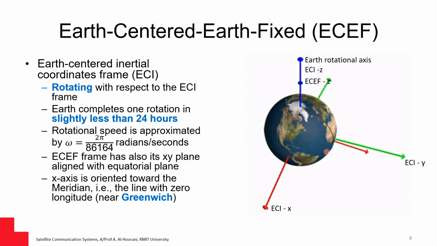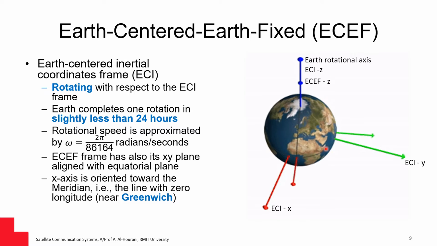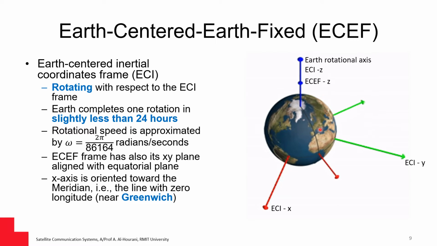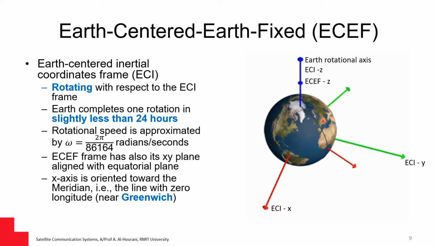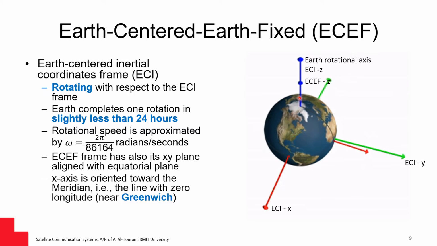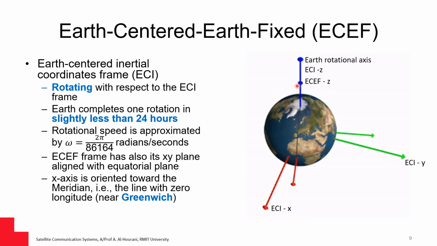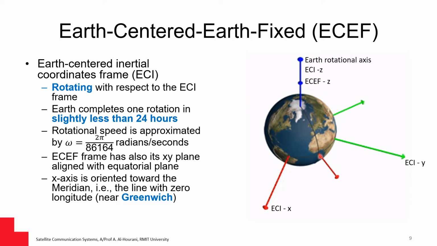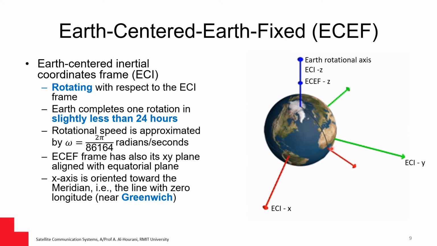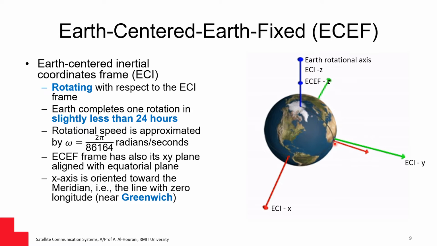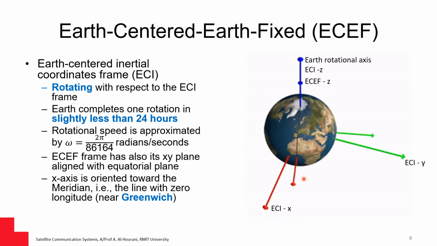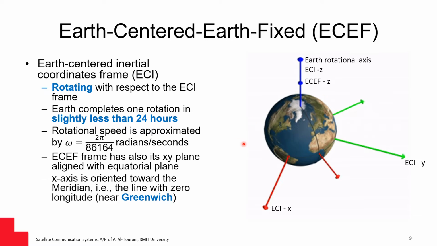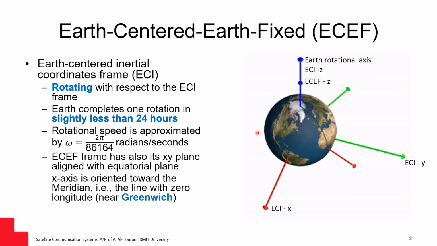On the other hand, the Earth-centered, Earth-fixed coordinate system is fixed on the Earth, so it is rotating along with the Earth's rotation. Here, fixed refers to being fixed with the Earth. And what you can see here, the z-axis is also aligned with the rotational axis of Earth. The x-axis passes through this point here, which has a latitude of 0 and longitude of 0. And the xy plane is also aligned with the equatorial plane of Earth.